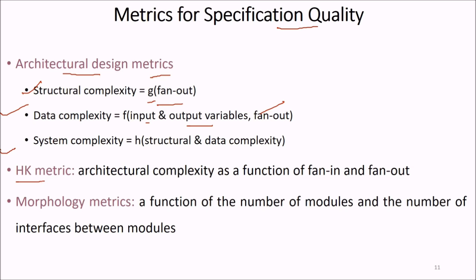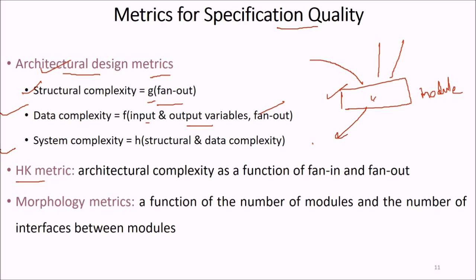We have the HK metric. What does it mean? The architectural complexity as a function of fan in and fan out. Fan in and fan out means if this is, say, a module or some certain function, fan in means how many modules call this module, or how many modules invoke this module. This is fan in. And then how many modules this particular module invokes, or how many modules this module calls. This is the fan out.